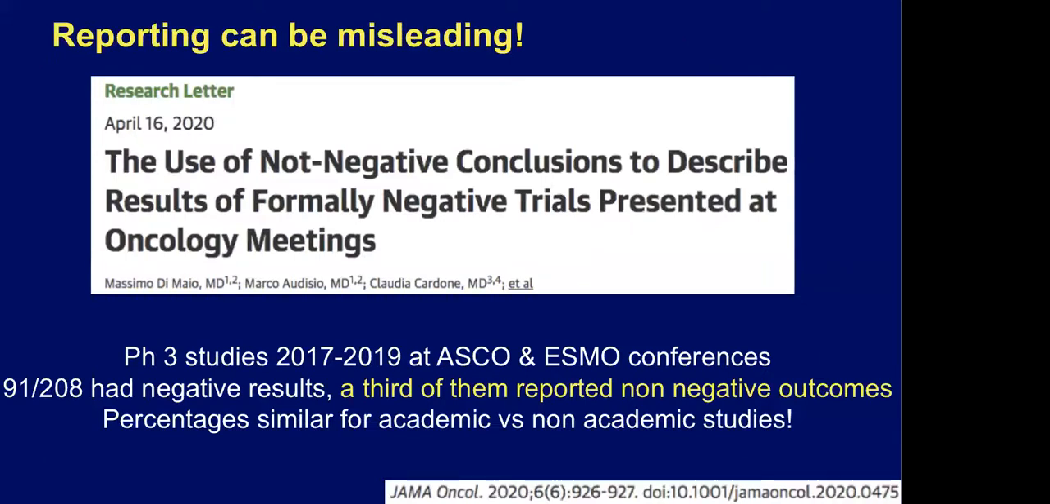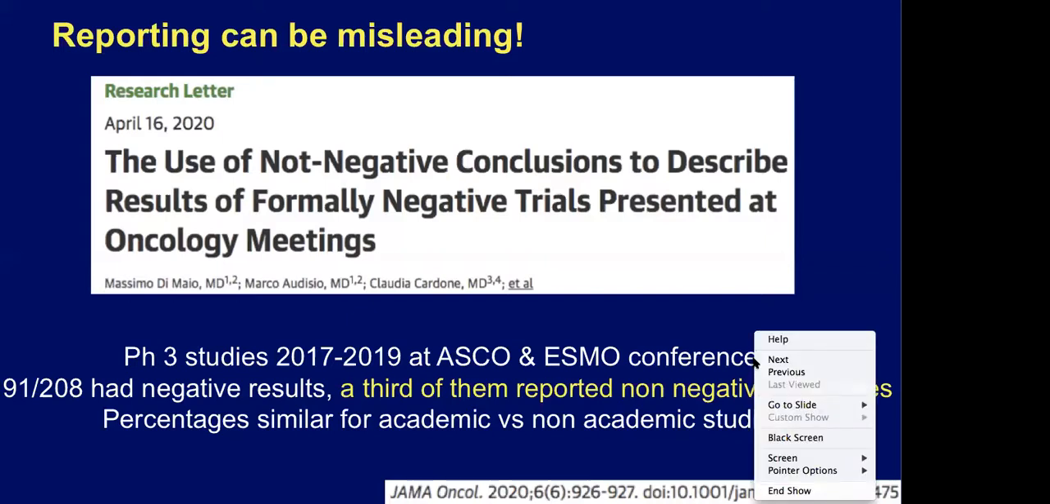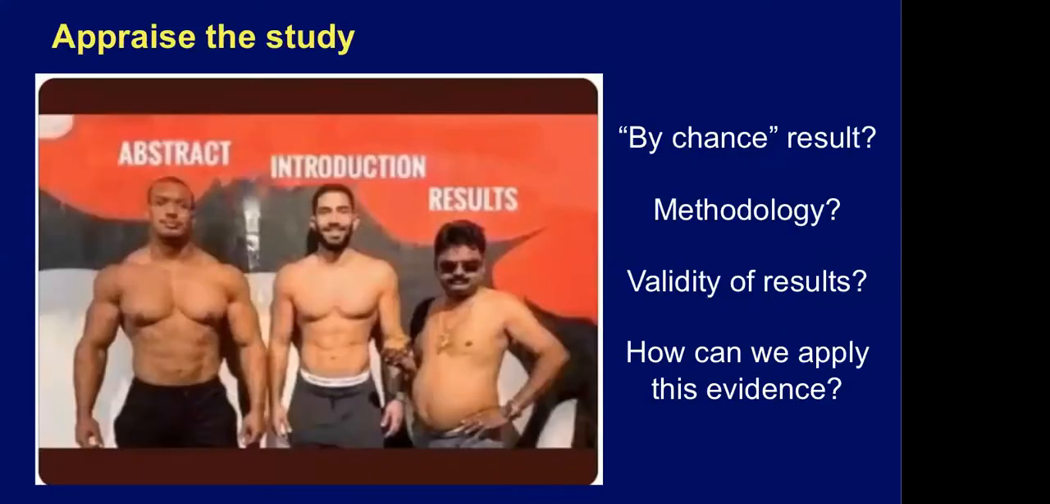Now, on top of that, if you're just reading the headline like you read the newspaper, reporting of these clinical trials itself can be misleading. Right now, these are phase 3 studies that were reported in 2 years in major oncology conferences. And look at what happens. A third of trials which were actually negative were reported as not negative. Now, isn't that wrong? Doesn't that give you a wrong impression of what the outcome of this study was? But that actually happens. And you actually get misled when you're just looking at the title of these results, which are usually very sensational because you want to attract people to your study.